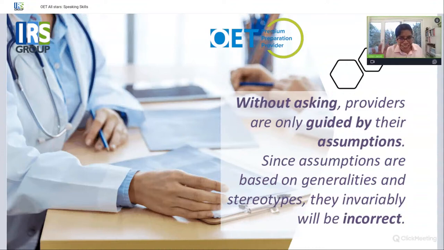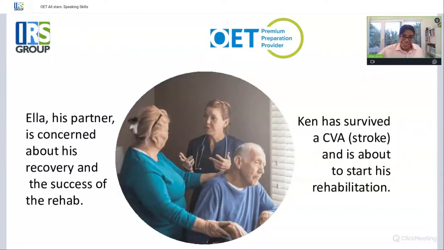So I'm going to give you an example so that you learn it with the help of examples. I love telling you stories and examples and illustrations. So we're going to look at two people, a couple, partners, Ken and Ella. Ken has survived a stroke and is about to start his rehabilitation. As you see in the picture, he's a bit worried. Ella, his partner, is concerned about his recovery and the success of rehab.